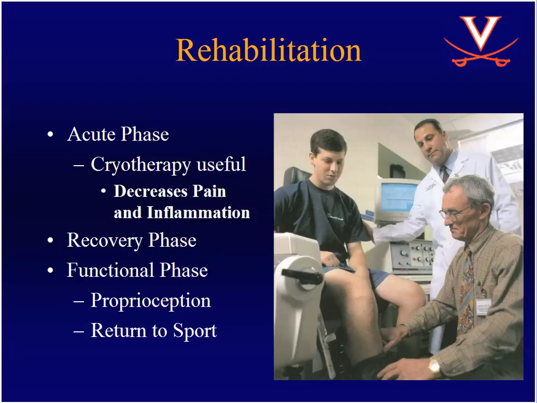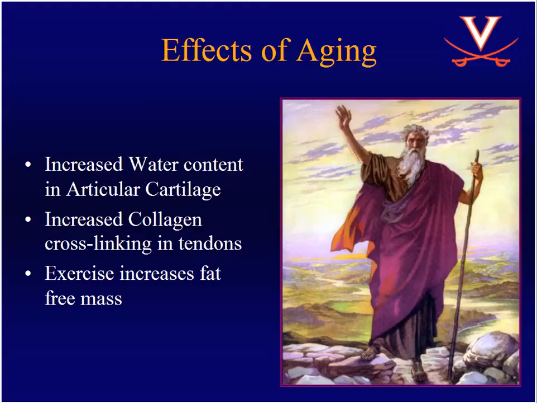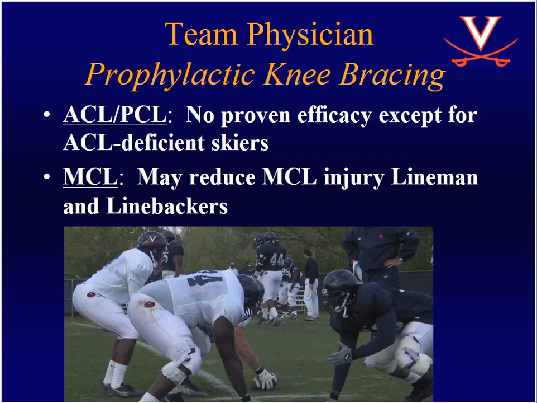Rehab, in the early rehab, ice therapy has been shown to be beneficial, and the phases of rehab should be acute, recovery, and functional phases as we return to sports. Aging as opposed to arthritis: increased water content in the articular cartilage, increased collagen cross-linking in the tendons, and exercise increases the fat-free mass, which benefits the aging population. Prophylactic knee braces, no benefit for cruciates, may have some risk reduction of MCL injuries in interior linemen and linebackers.